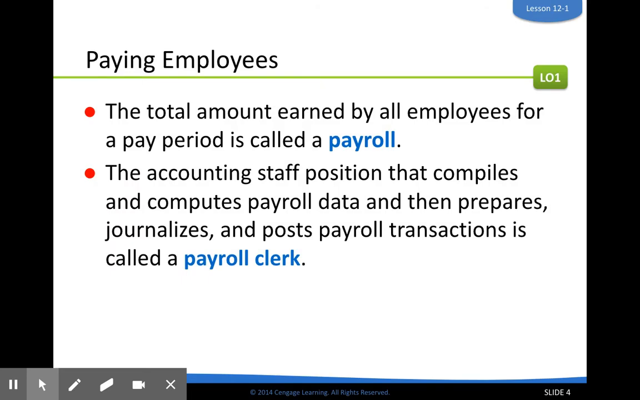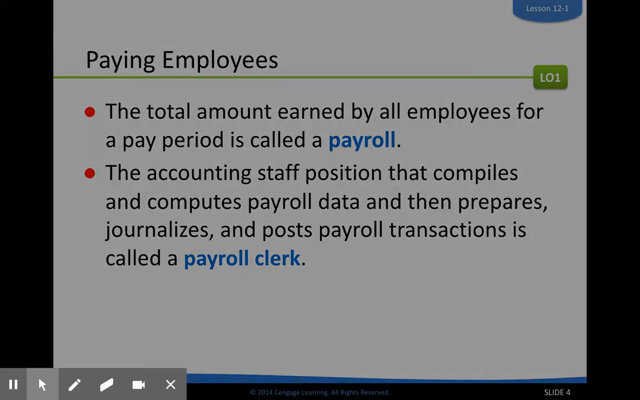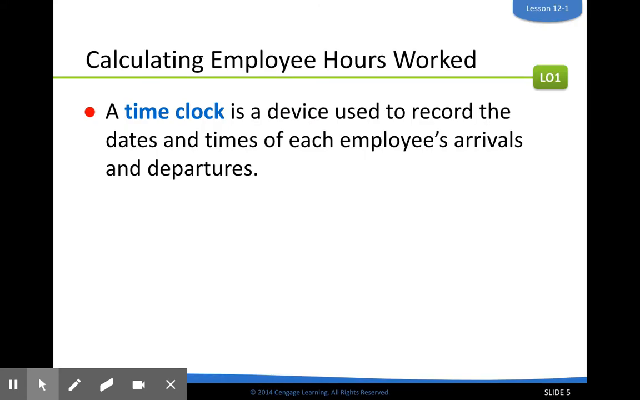So payroll. Payroll is the amount earned by all employees during a pay period. So some companies' pay period might be a month, some might be every other week, and some might be from the 15th and the 30th. And the person who calculates this, which we're going to be doing this chapter, is the payroll clerk. So they first determine how much to pay each employee, then also keep track of the withholdings that we'll talk about in 12-2.